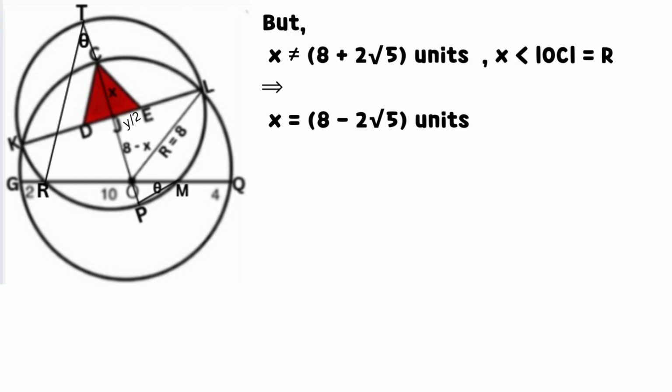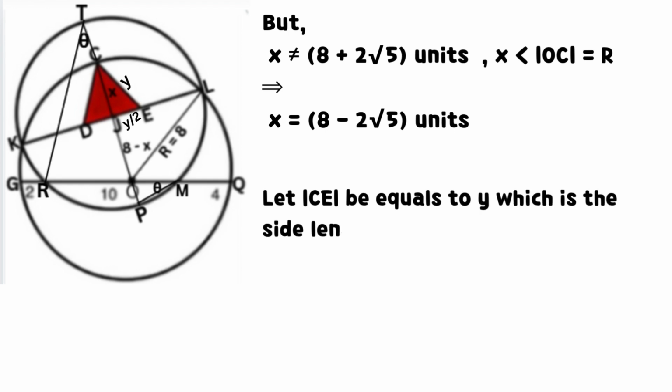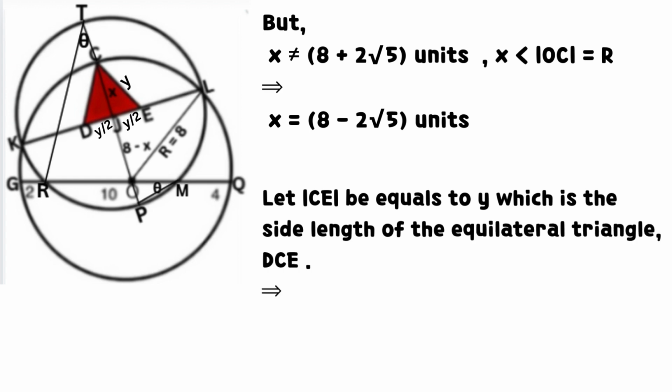We will now focus our attention on the red triangle since we have gotten its height and it is an equilateral triangle. Let line CE be equal to y, which is the side length of the equilateral triangle DCE. It follows that line JE equals half of y, which equals half of line DE. That is equal to line DJ.